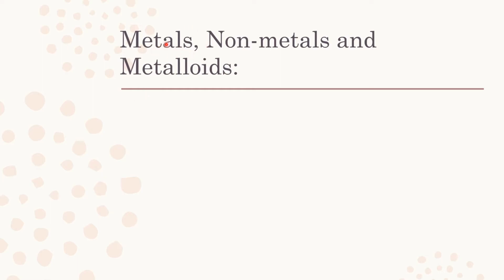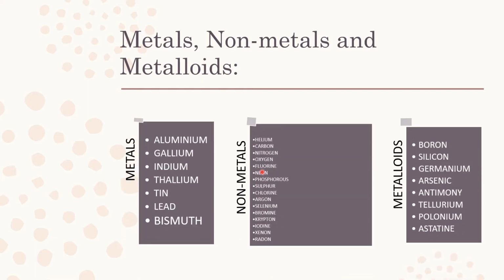Now we are going to see the metals, non-metals and metalloids in p block elements. These are the metals and these are the non-metals and these are the metalloids in p block. The metals in p block are aluminium, gallium, indium, thallium, tin, lead and bismuth. And the non-metals are helium, carbon, nitrogen, oxygen, fluorine, neon, phosphorus, sulfur, chlorine, argon, selenium, bromine, krypton, iodine, xenon and radon. And the metalloids are boron, silicon, germanium, arsenic, antimony, tellurium, polonium and astatine.